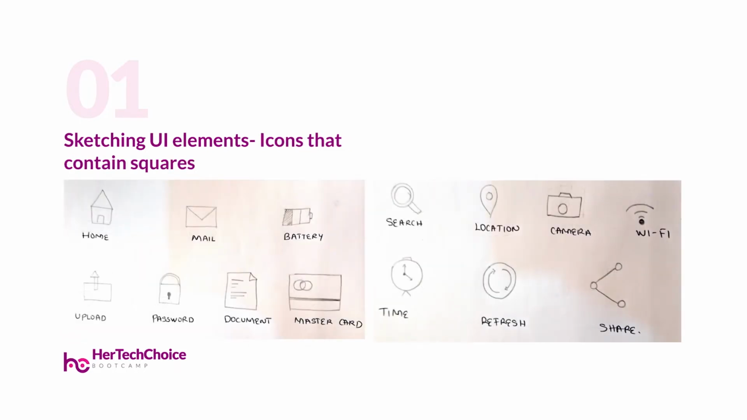Now we move to icons that contain squares and circles. For the icons that contain squares, we have the home icon, the mail icon, the battery icon, the upload icon, all as you can see on the screen. Then the other group is the icons that contain circles. We have the search icon, the location icon, the camera icon, the Wi-Fi icon, time icon, and the likes. During the course of this boot camp, I'll be teaching you how to come up with these icons with your shape tool.